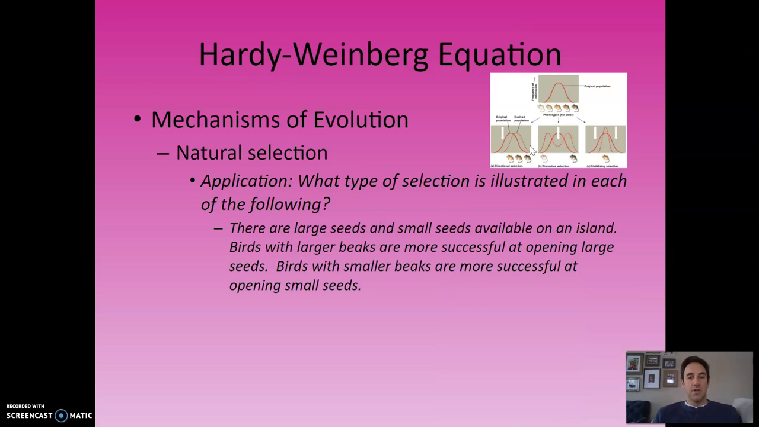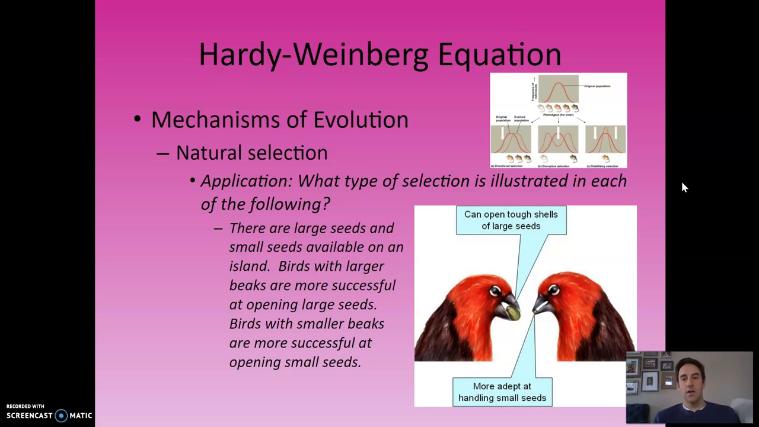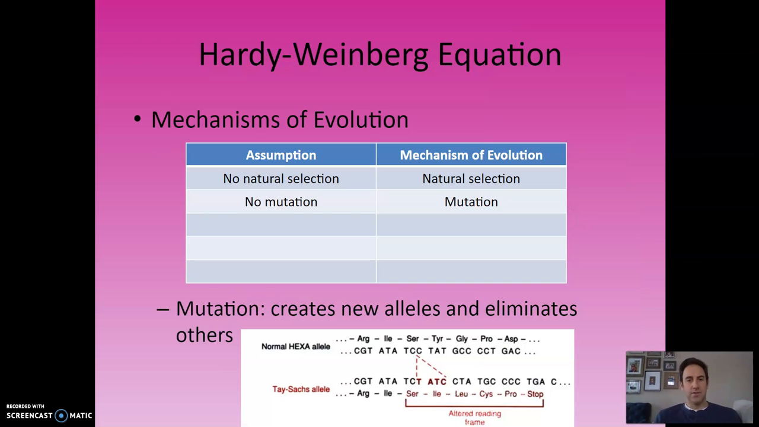Here's another example. There are large seeds and small seeds available on an island. Birds with larger beaks do better at opening large seeds. Birds with smaller beaks do better at opening smaller seeds. Which graph represents that type of selection? Ding! Hopefully you said disruptive selection, because we're going to favor the small beak and we're going to favor the large beak. Intermediate beaks don't handle either type of seed quite as well. So these are just some examples of natural selection.